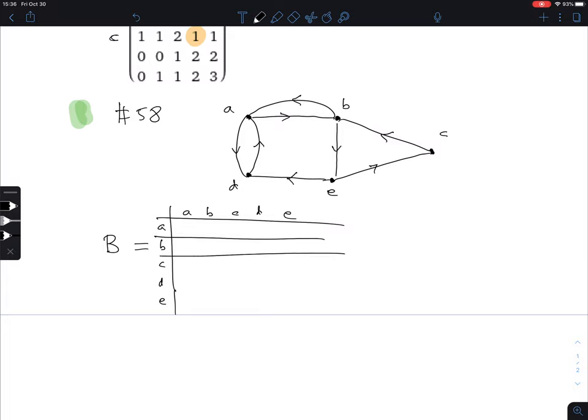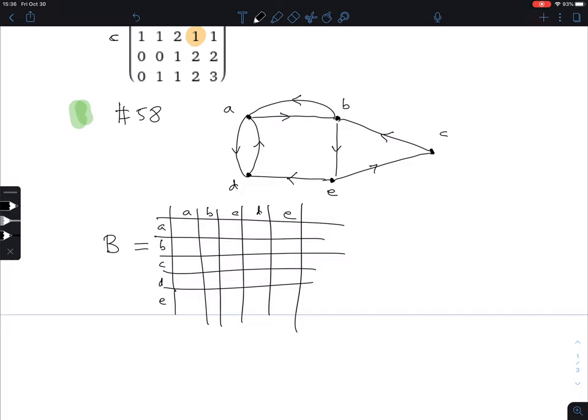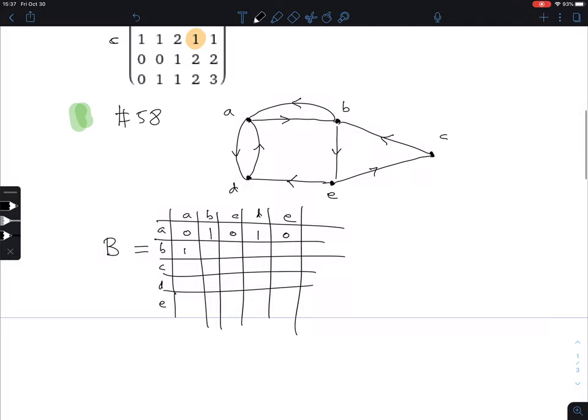The way that we do it is exactly the same. From A, I can go to D, and from A, I can go to B, and that's it. From B, I can go to A, I can go to E, and that's it. I cannot go to C, because the arrow goes the other way. From C, I can go to B, and that's it.